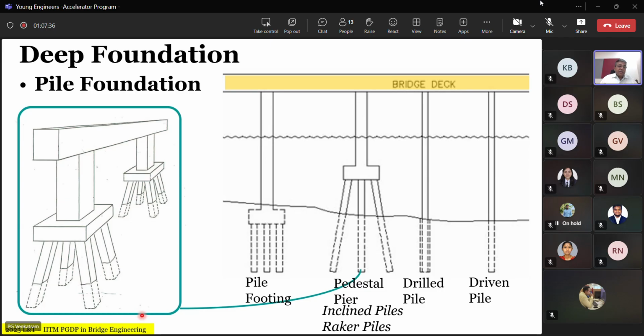I didn't mean in that sense. Okay, why do you use raker piles? If you want to understand that question in that sense. Or when do you use the raker pile? That may be a better choice of question. To resist more horizontal forces. So when you have larger lateral loads, you tend to use raker piles. What is the consequence of using raker piles?